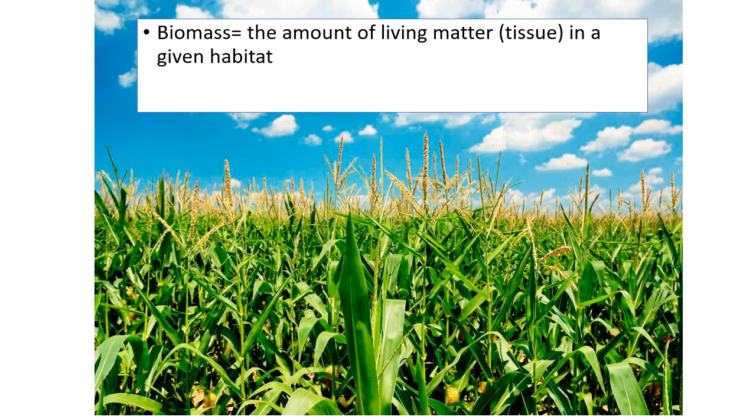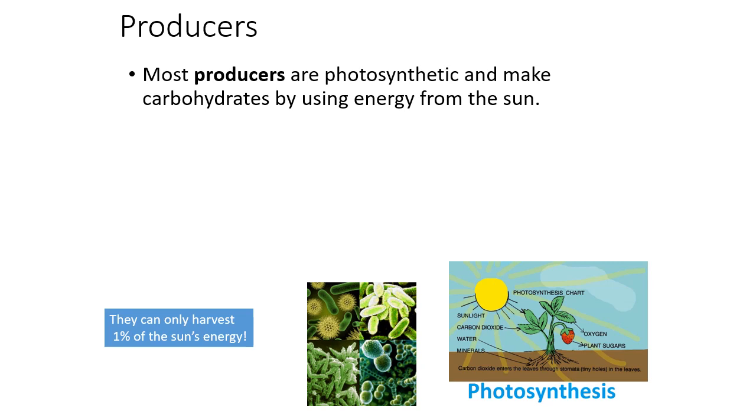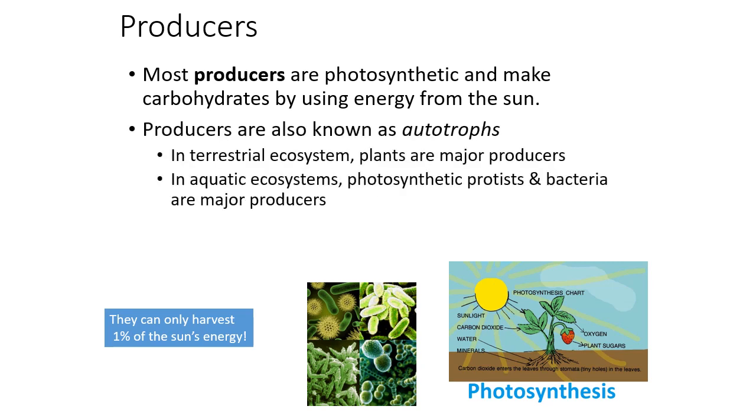So biomass, this is the amount of living matter or tissue in a given habitat. So here we have producers. These can only harvest 1% of the sun's energy, and they are photosynthetic and make most carbohydrates by using energy of the sun. They are known as autotrophs because they make their own food. Auto means self, troph means to eat, so it's an autotroph. It makes its own food.